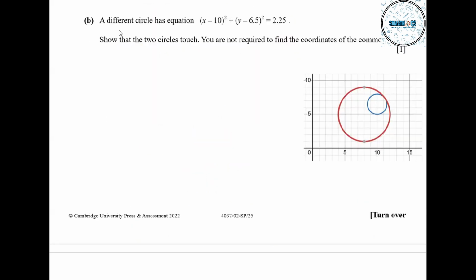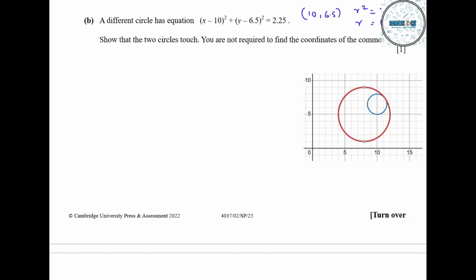Now we are going to do part B. Our different circle has equation x minus 10 whole square plus y minus 6.5 whole square is equal to 2.25. Show that the two circles touch. You are not required to find the coordinates of the common point. For your understanding only, I have drawn this circle. Otherwise, it is not required in the question. So if you see this circle, r square is 2.25 and radius is 1.5. The coordinates of the center of circle are 10, 6.5.